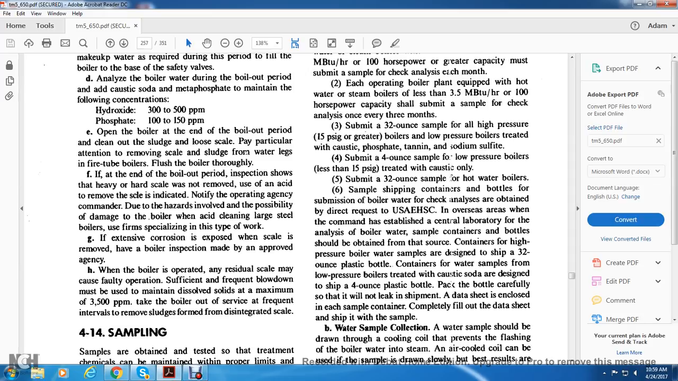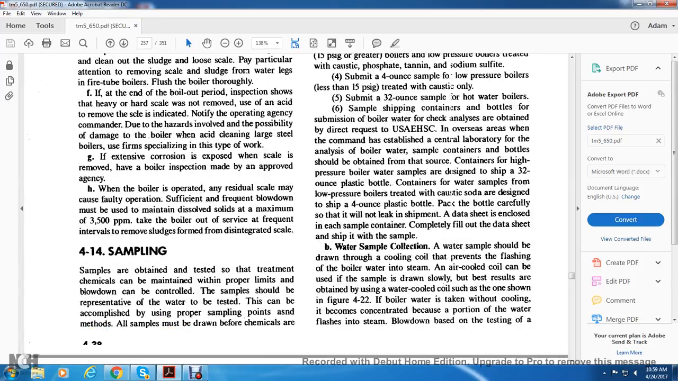Place the bottle carefully so that it will not leak in shipment. A data sheet should be enclosed in each sample container, completely filled out, and shipped with the sample.